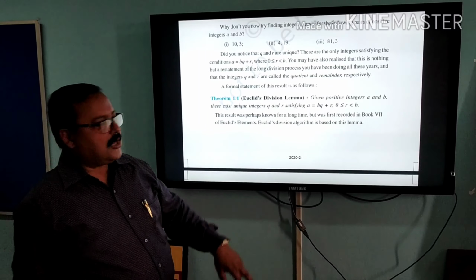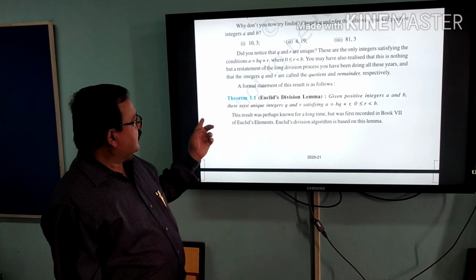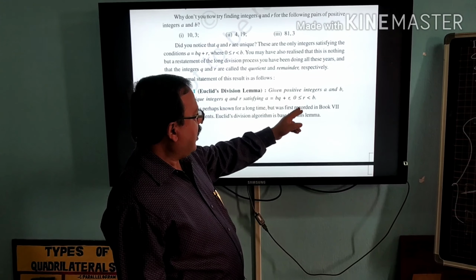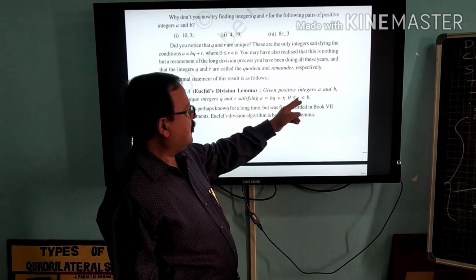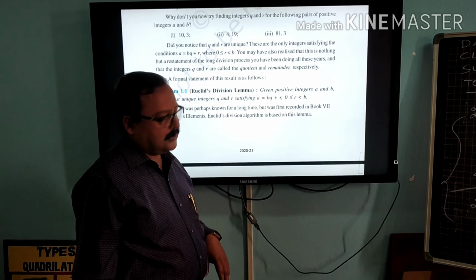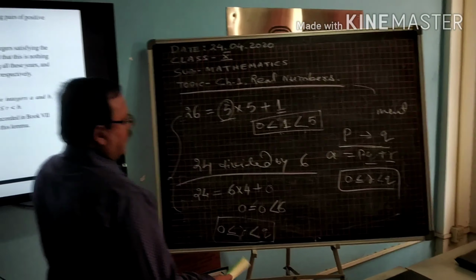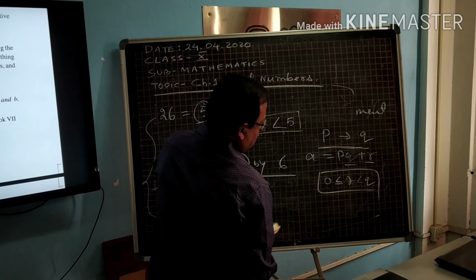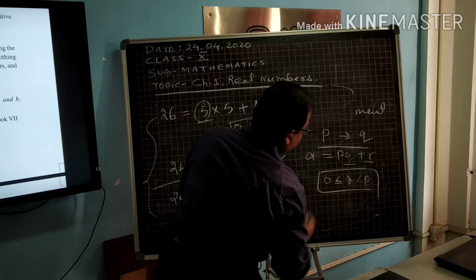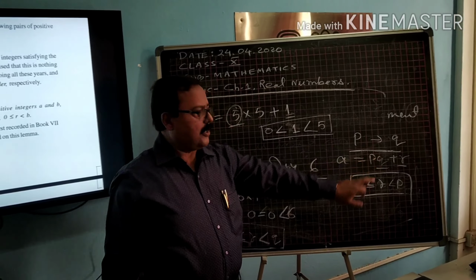Given positive integers A and B, suppose two positive integers are there. There exist integers Q and R satisfying A equal to BQ plus R, where the condition is that 0 less than or equal to R less than B. That is the Euclid division lemma. Here also the same thing. Here we write A equal to PQ plus R, then you write here P. Then it will be the Euclid division lemma. P is the divisor here.